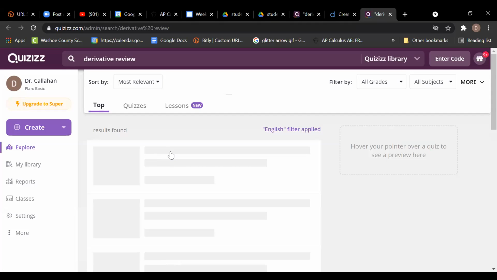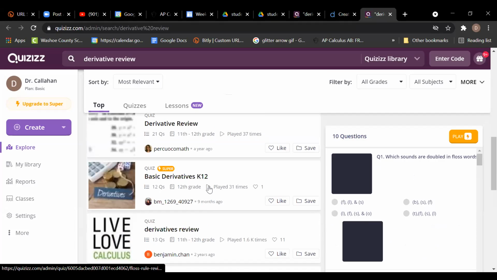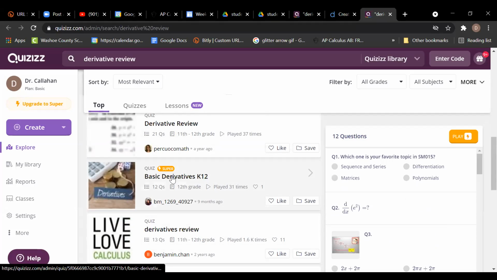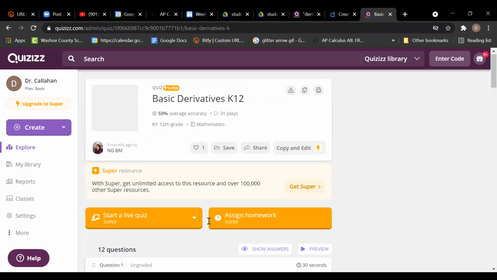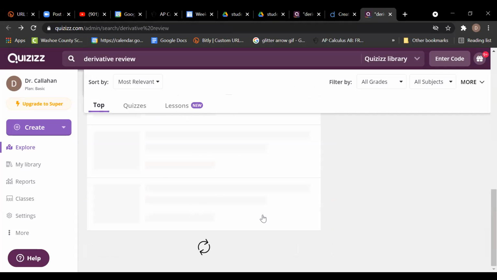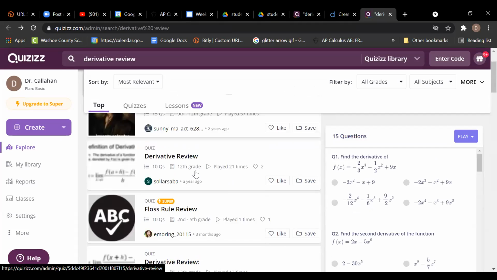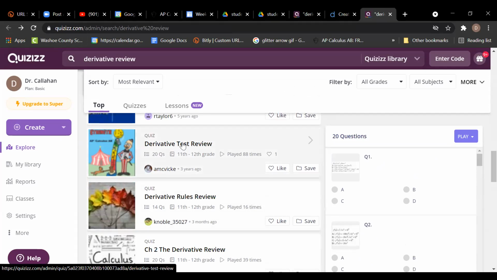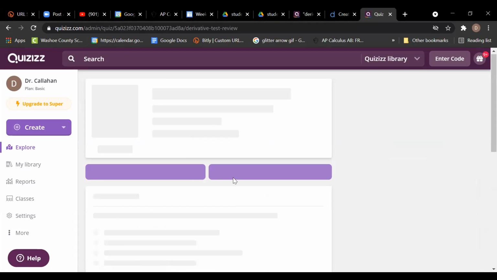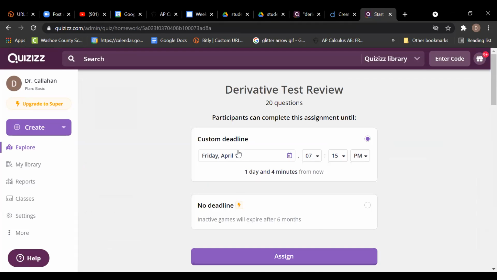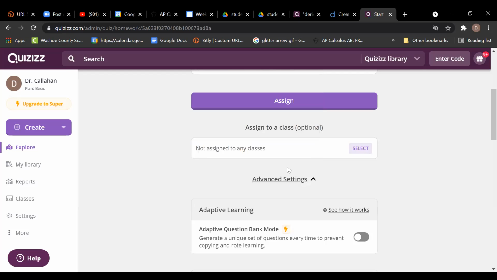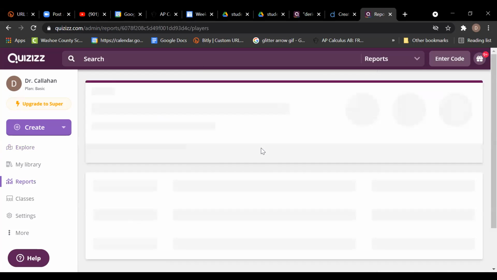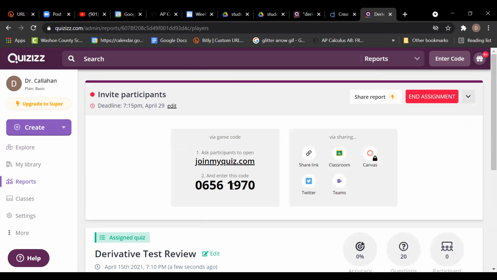Since this week the topic is on derivatives, I'm going to have you practice on the basics of derivatives. Let's go ahead, and you know what, you could pick whichever one you want. Let's just look for one. No, I don't want the slide. Okay, let's do this one. So we're going to assign this. You have today to finish it, and then just hit assign. Make sure you go to joinmyquiz.com, enter code 0656-1970. All right, let's go back to here.